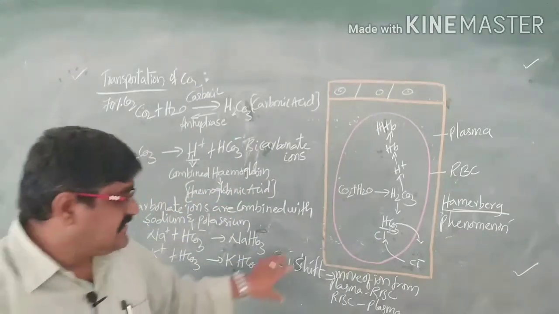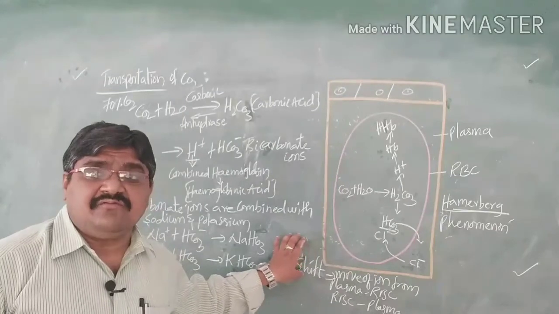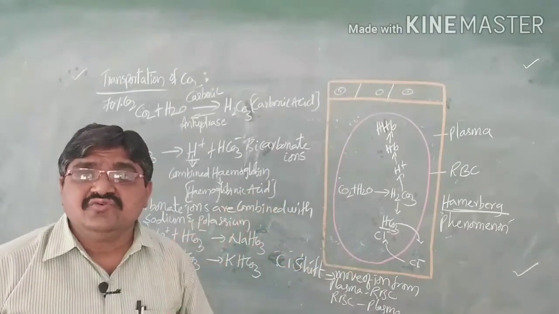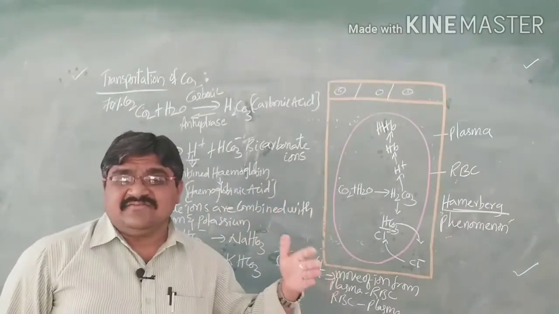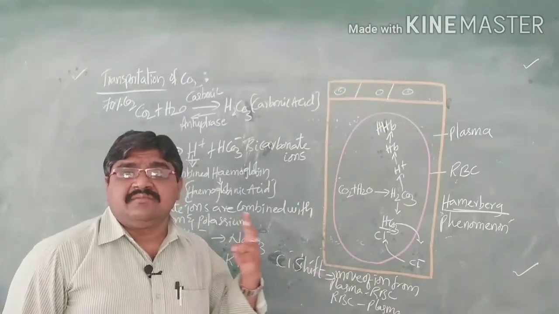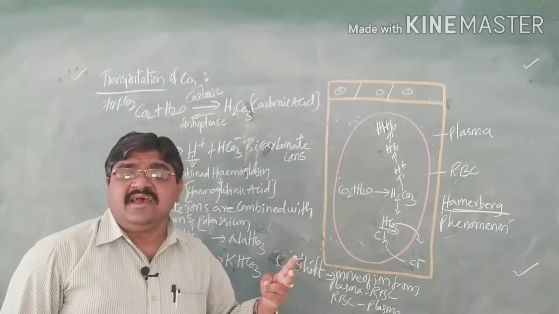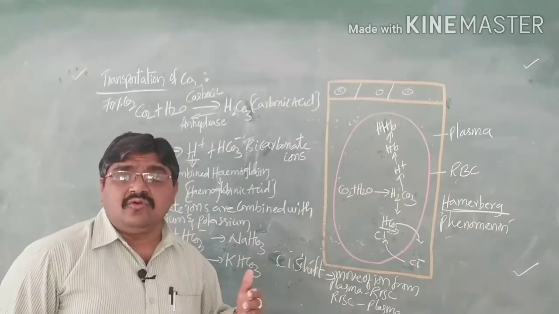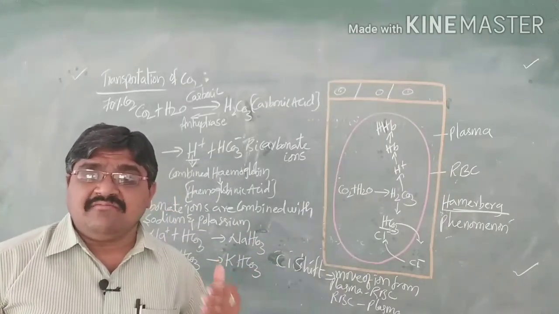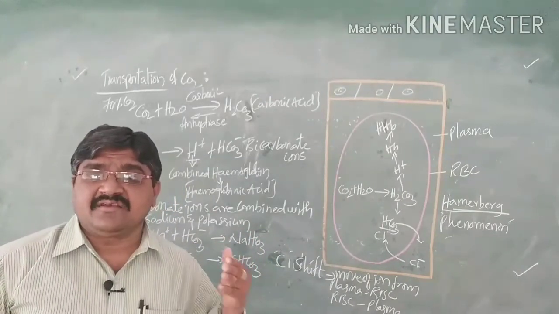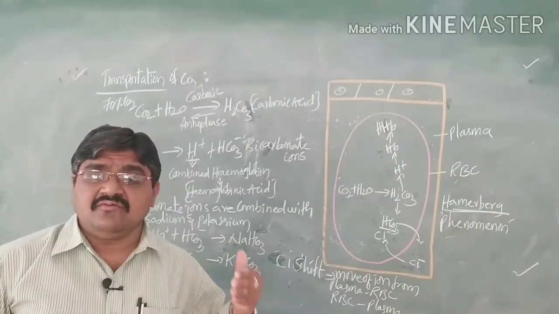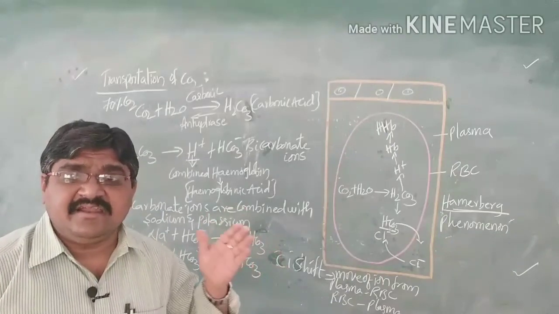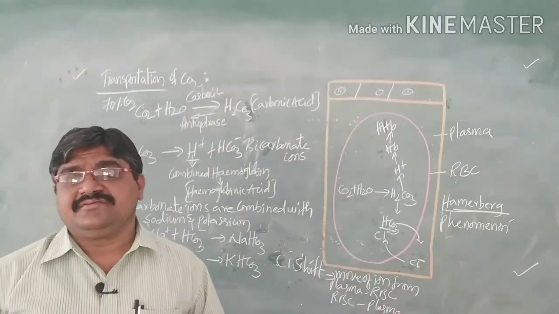In this way the transportation of carbon dioxide takes place from tissues or cells to the lungs, where it is carried in three forms: 10% in the form of carbonic acid, 20% in the form of carbaminohemoglobin, and the third in the form of bicarbonate, which combines with water in the RBC to form carbonic acid, which easily dissociates into H plus and bicarbonate ions.